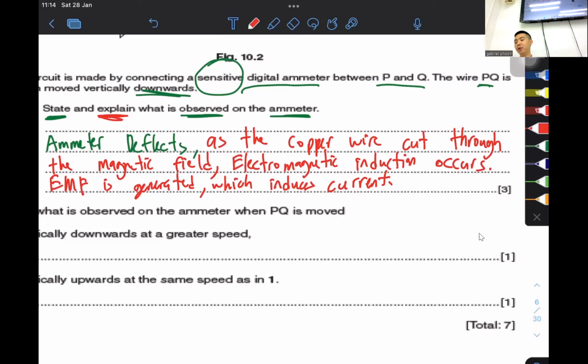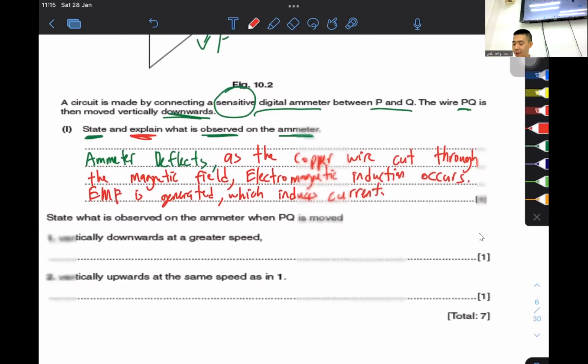Oh, this is a very important question, guys. You must know this. As you can see, every question that I've included from the past year papers also has this question. Then the next part here: state what is observed on the ammeter when PQ is moved vertically downwards at a greater speed. What's going to happen to the ammeter if I move it down with a greater speed?